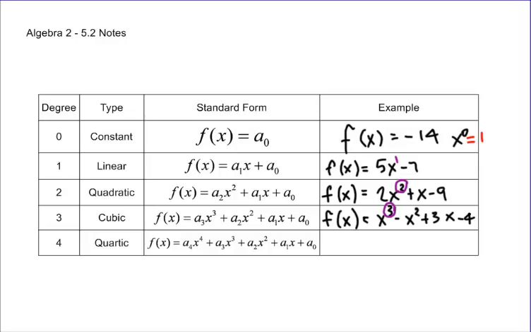A quartic is a fourth degree equation. A fourth degree equation means the largest exponent is going to be 4. And this would be an example of a quartic equation. And again, we know it's quartic because the largest exponent in integer form is a 4.